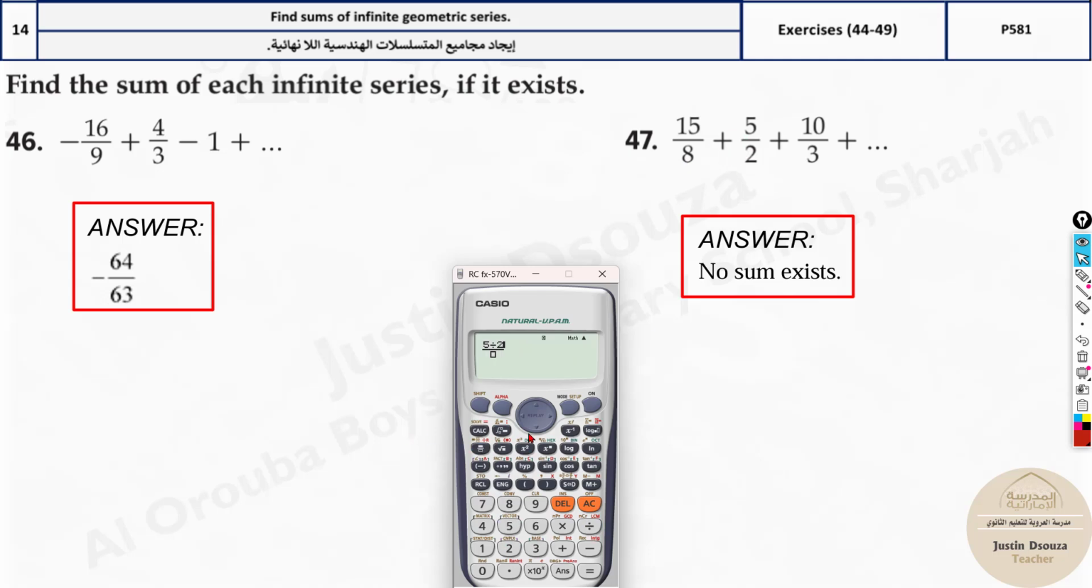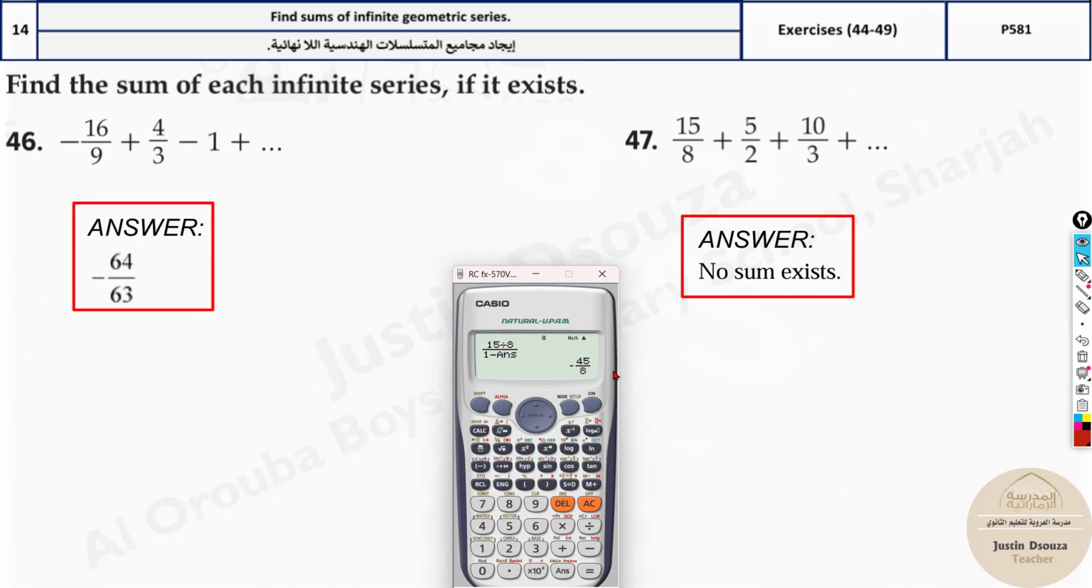See, 5 divided by 2, 15 divided by 8. So this value is more than 1. If it's more than 1, there is no way you can find the sum, because the formula exists only for r values less than 1, right? So if you try even over here, 15 divided by 8, 1 minus the answer.